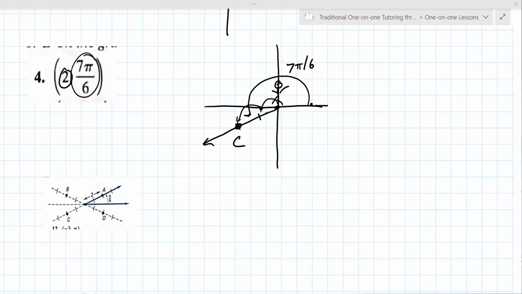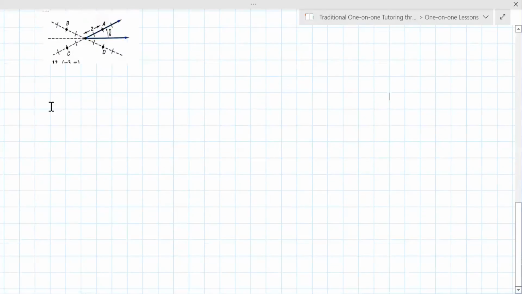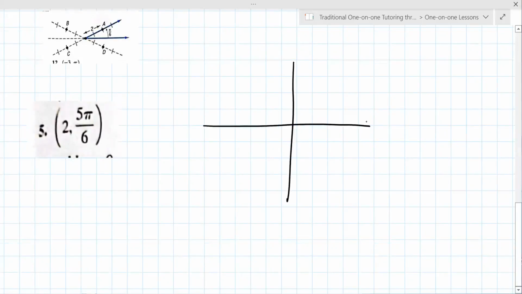Okay, now let's look at number 5. We'll come back and do 2 and 3, but we're trying to do the easier ones first. 2, 5 pi over 6. So again, you either draw it or you look at your unit circle. Where is 5 pi over 6? Well, it's in the second quadrant here. There's 5 pi over 6.